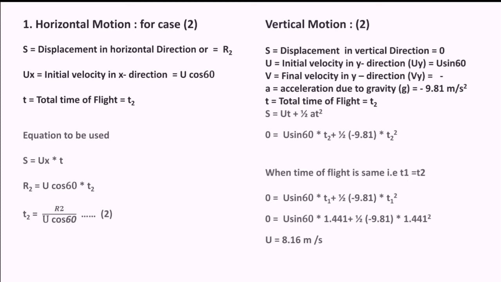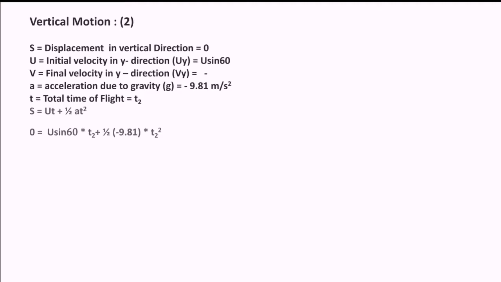Now for second case, when the range for both the particles are equal, again I am using the same equation S is equal to ut plus half at square. So I will get 0 is equal to U sin 60 multiplied by T2 plus half into minus 9.81 into T2 square. Now as I need the equation something related to range, I will convert this T2 into range form by using the equation T2 is equal to R2 divided by U cos 60, which we have already found out earlier. So substituting the values, I will get one equation 0 is equal to U sin 60 multiplied by R2 divided by U cos 60 plus half into minus 9.81 into R2 divided by U cos 60 the whole square.